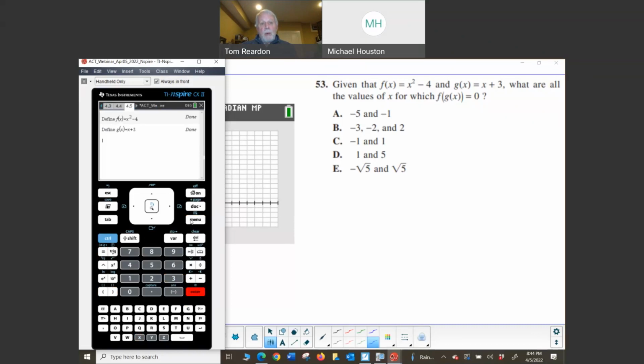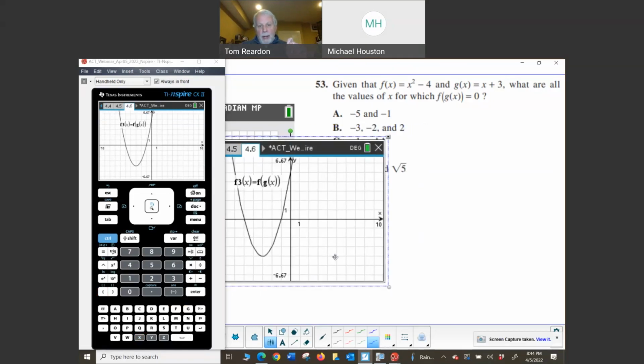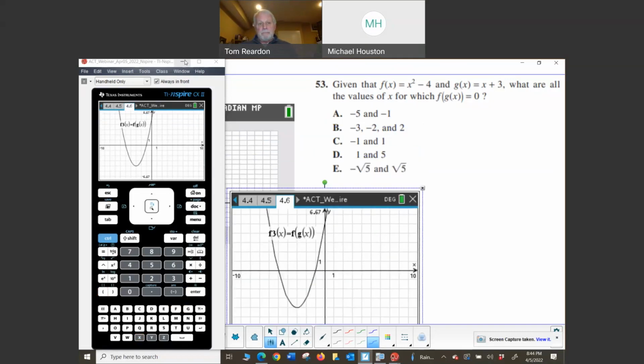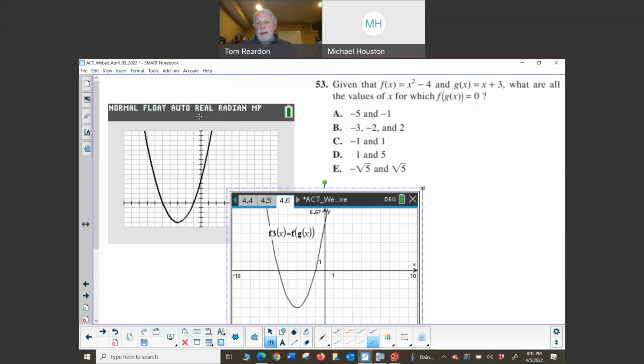All right. And now I can go ahead and graph that. So I'm going to get myself a graph. And my f of g of x is going to be f of g. And you'll notice that f and g are now bold. And the reason they are is because the calculator is telling me you've defined these. Okay. And so now I can go ahead and graph that. And again, I can see, if I pull this off by hitting that border, that the zeros are at -5 again and -1. So, if you knew that or not, but I do want you to know about the define function.